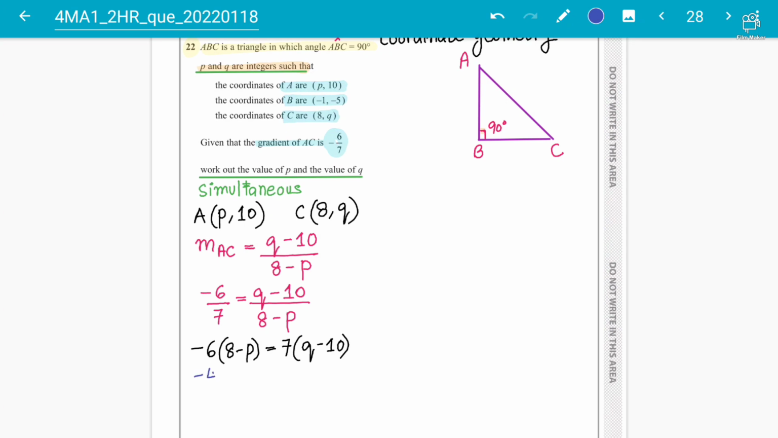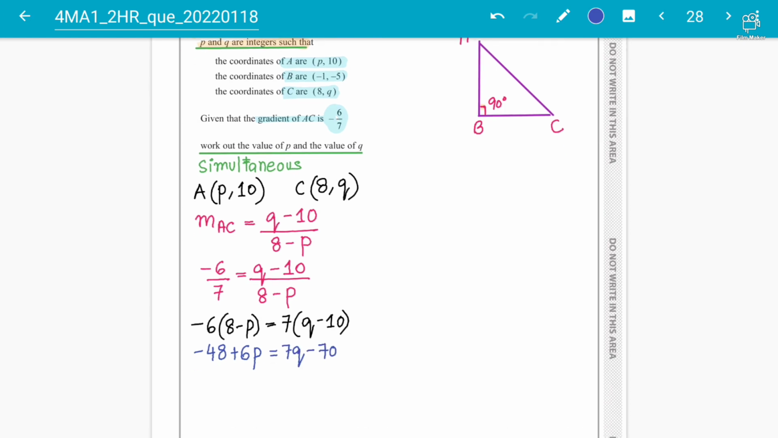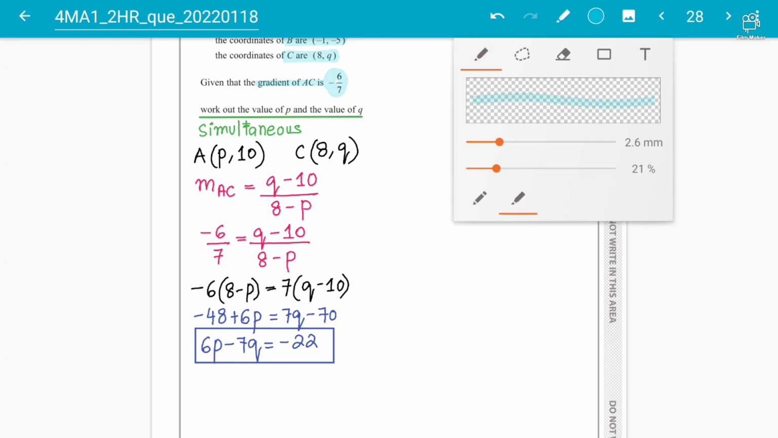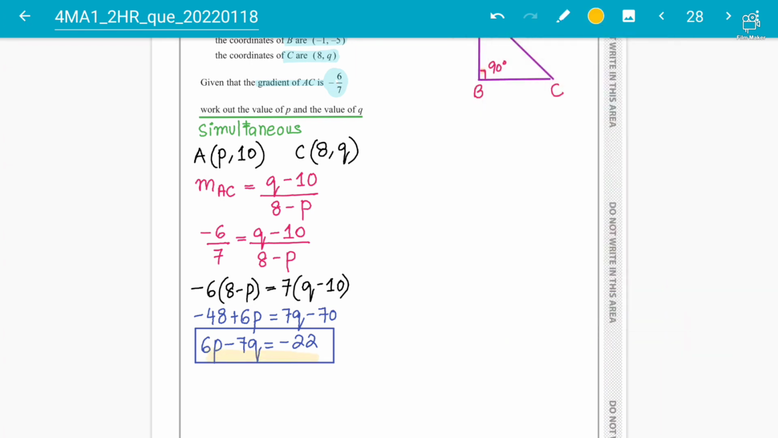So it will be -6 times 8 is -48, -6 times P will be +6P, equals 7Q minus 70. Hope students get this, I have just done the cross multiplication and equated them. Then you merge and simplify, so it will be 6P minus 7Q equals -70 plus 48, and -70 plus 48 is -22. So the first equation is this: 6P minus 7Q equals -22. That's your first equation.